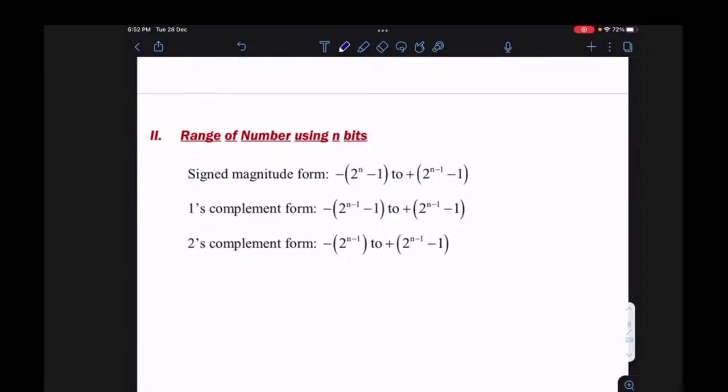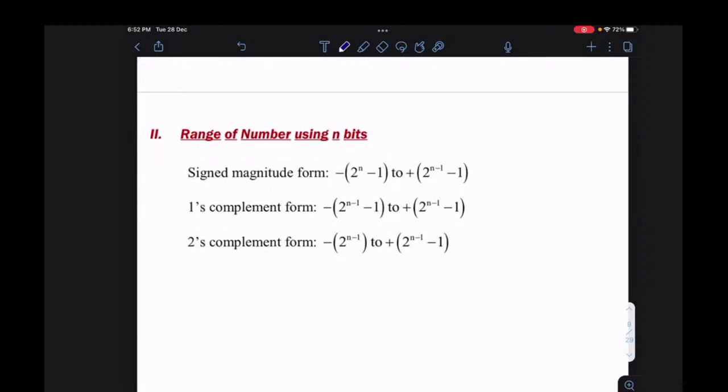So the next one is the range of numbers using n bits. If you see the previous question papers, this question is also very important, I mean it is frequently asked. This is just a formula-based question. In the theory, I have given the logic of how these formulas come, but you have to remember the formulas from the exam point of view. They will ask, if we give you 4 bits, what is the maximum positive number and the maximum negative number in sign magnitude form, in 1's complement form, and in 2's complement form?